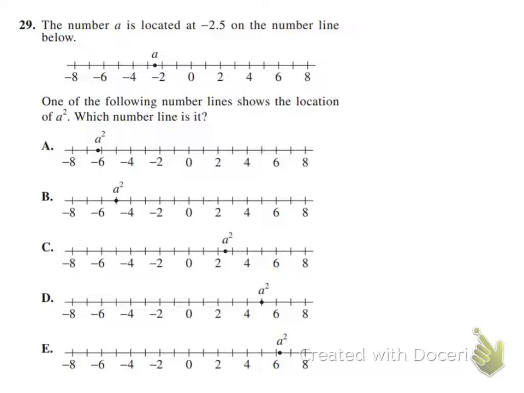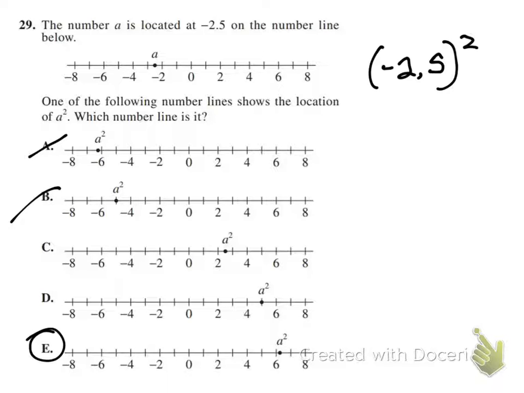The number A is located at negative 2.5 on the number line below. One of the following lines shows the location of A squared. So they're just really asking us if we know what negative 2.5 squared is. If you multiply negative 2.5 times itself, first of all, we're going to get a positive number, so it can't be any of these negative values, right? It's going to be 2.5 times 2.5. What's 2.5 squared? 6.25. All right. So it's going to be E.